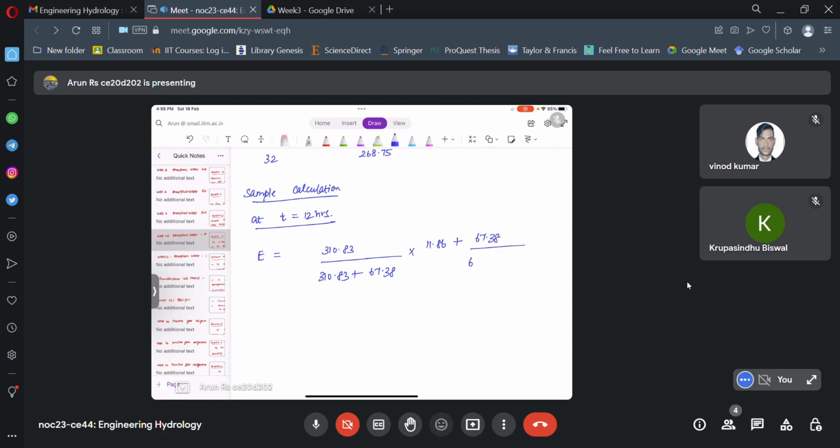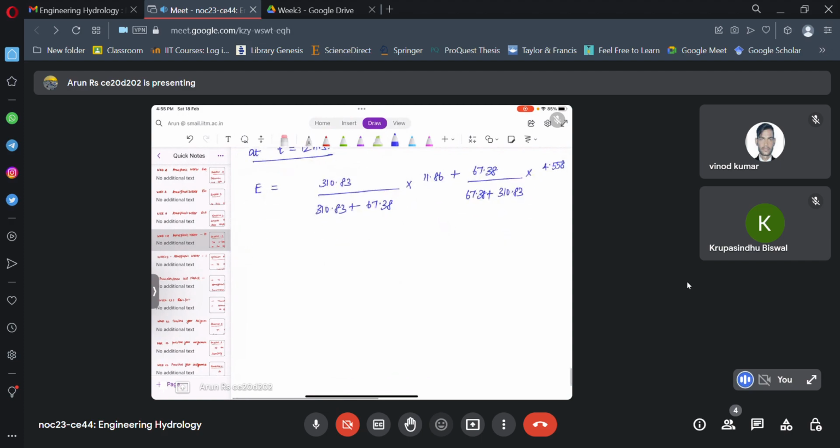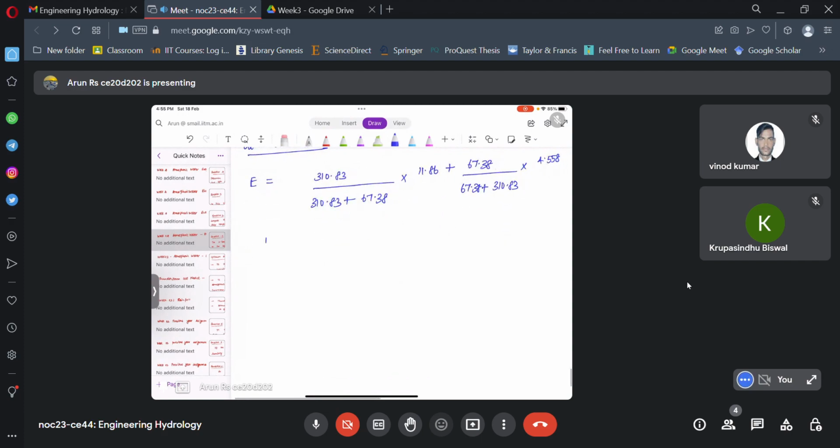67.38 divided by 67.38 plus 310.83, and the corresponding evaporation rate from the aerodynamic method is 4.558. So if you compute, this will give you 10.559 mm per day. So this is how you estimate the evaporation rate by using the combined method.